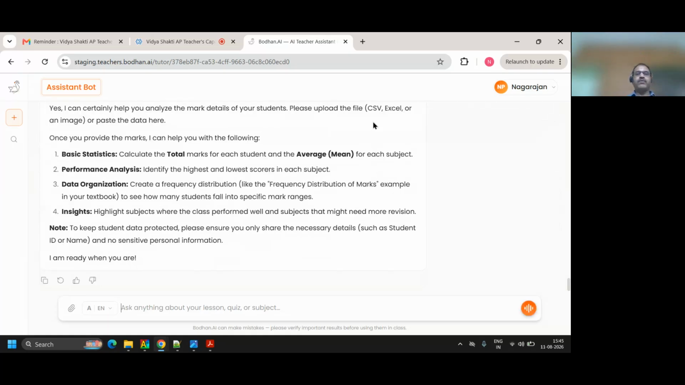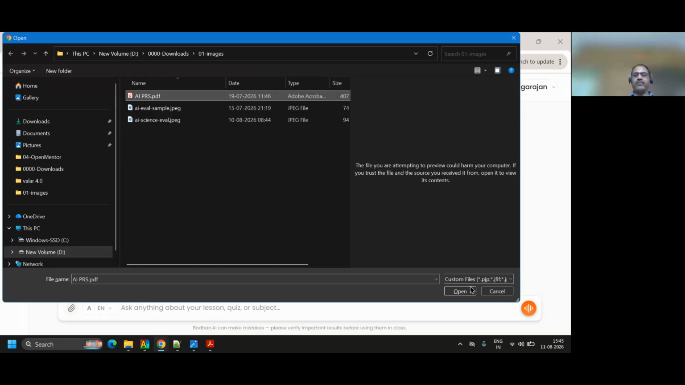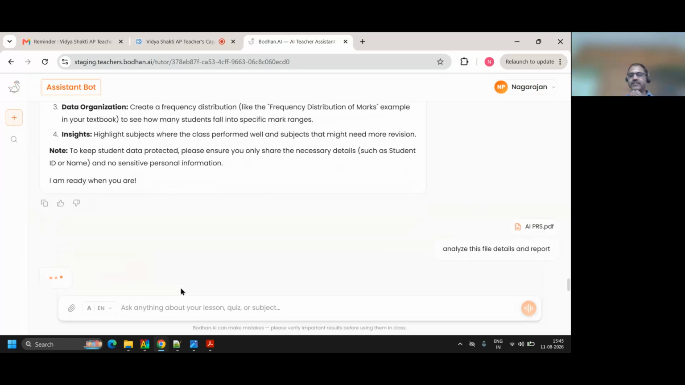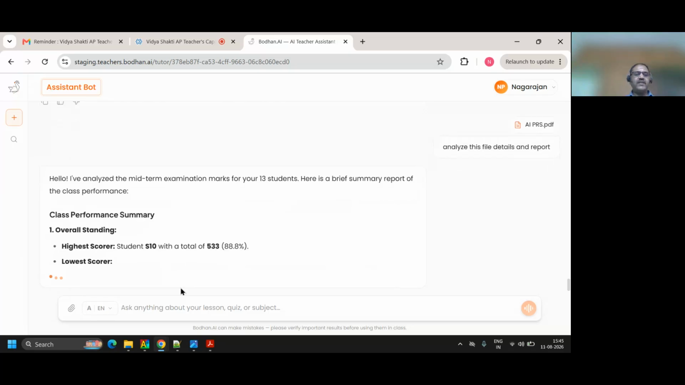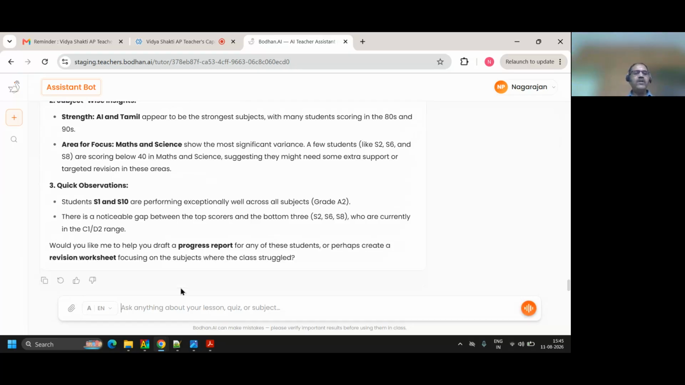I am asking this because it is not one student's marks, it is multiple students' marks. Okay, please upload a CSV or this as an image or a PDF. Now I am uploading this PDF file where I have put the Excel tabulation. Let it upload. Analyze this file details and report. I'm just writing. It is reading that file, understands what people have done, and it is telling you what it has understood.